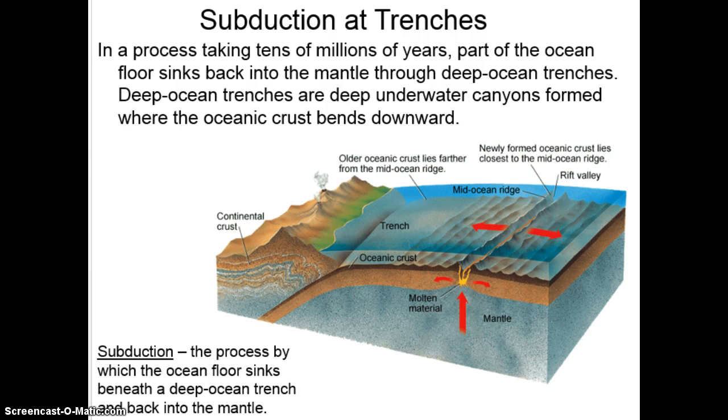You see the molten material coming from the mantle, causing the seafloor spreading of the mid-ocean ridge. You see that the older oceanic crust is going to be further from the mid-ocean ridge, and the newly formed oceanic crust is going to be very close to the mid-ocean ridge.